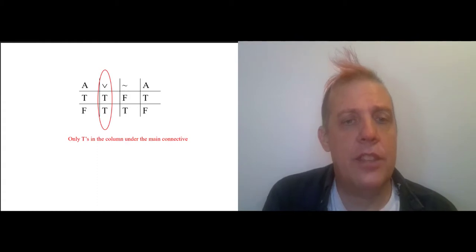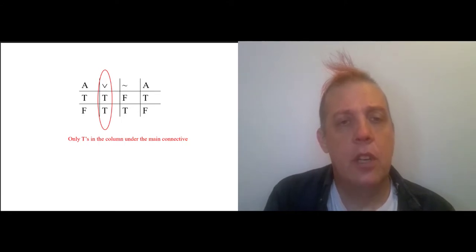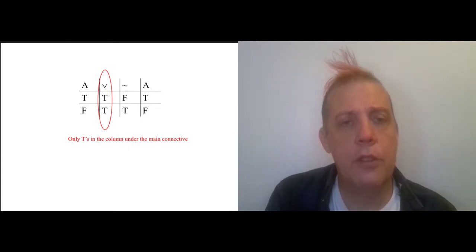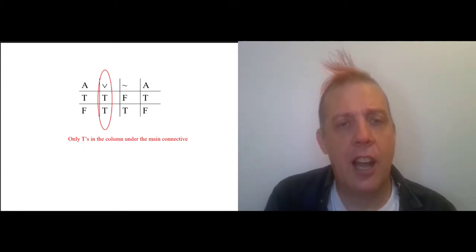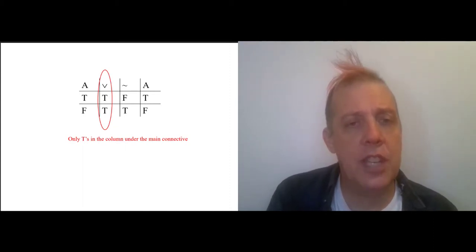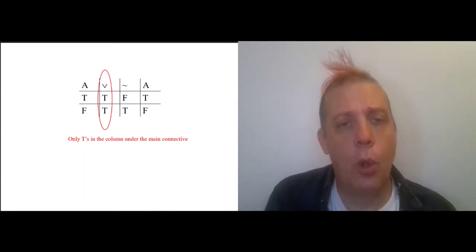So this is going to be how we understand a tautology according to truth tables. If there are only T's in the column under the main connective, we know the statement has to be true because of its logic. No matter how you rearrange the truth values for the individual sentence letters, the whole sentence comes out true.